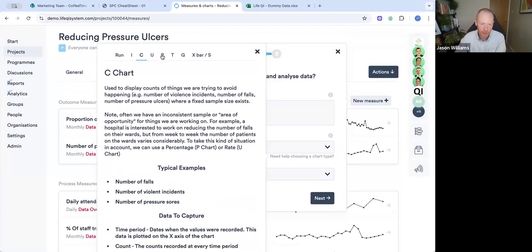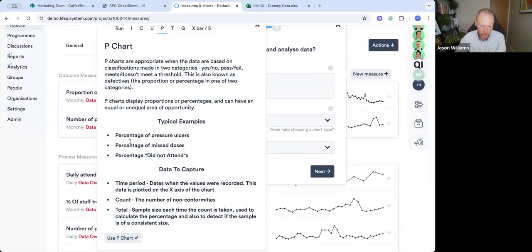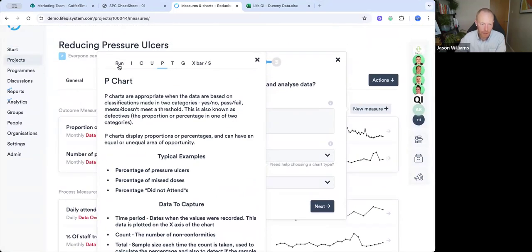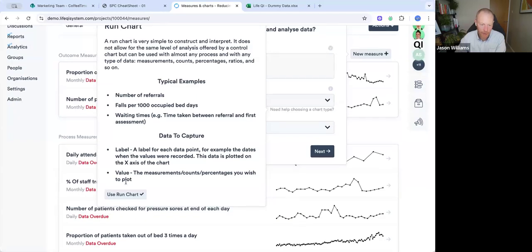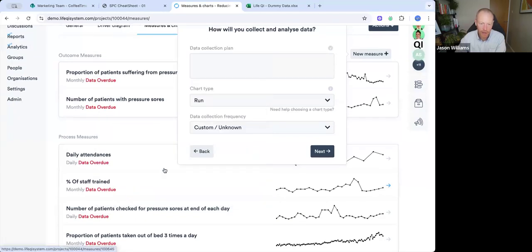If I picked a P chart, for example, see it's all about percentage, and I'm going to have the dates, and I'm also going to have the count and the sample size. So let's just keep it a bit simpler for today. Run chart. Yeah, I'm going to have a label and I'm going to have a value. So let's go pick that. So I've picked my chart type.